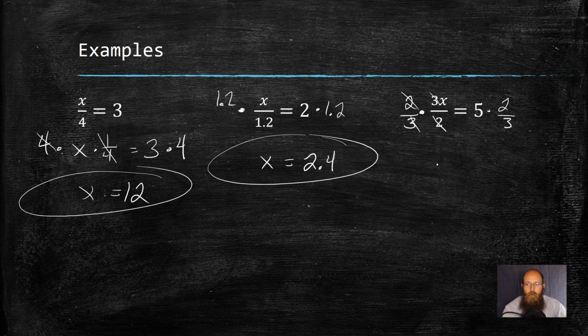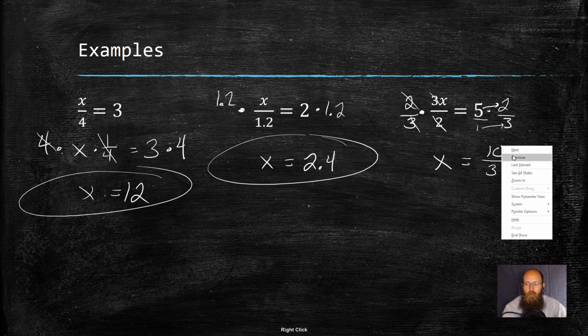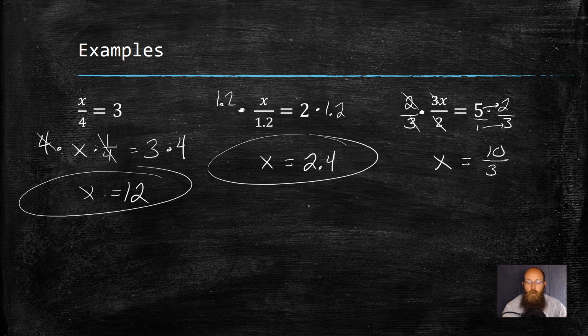So over on the left, I now have an x. On my right, I've got a couple things happening, right? When I multiply fractions, I always go straight across. That 5 is over a 1, so 1 times 3 is on the bottom. 5 times 2 is on top. So I have 10/3.